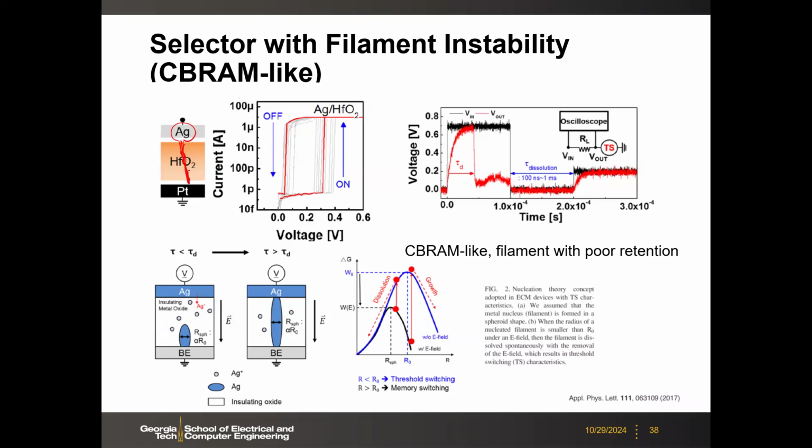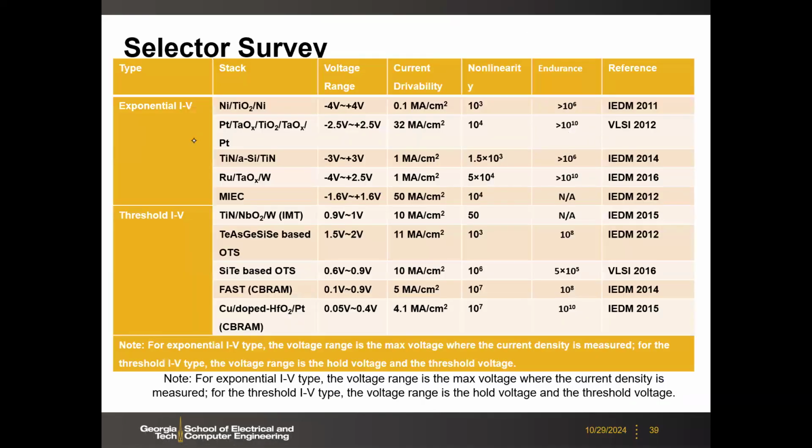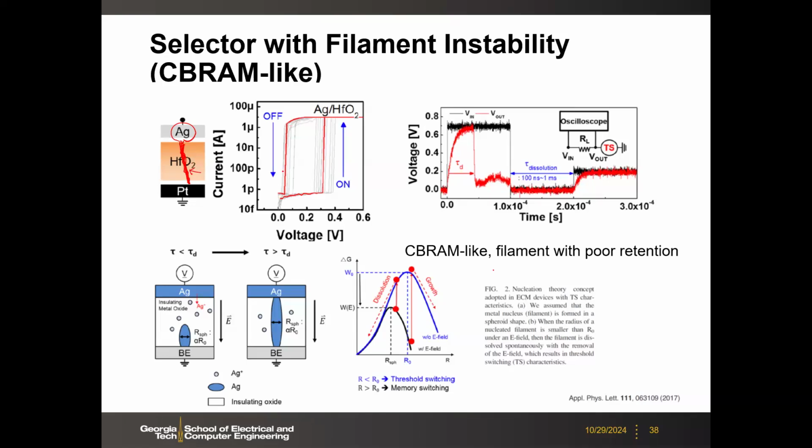But what if the bridge is, let's say, not stable? In the memory, you want the conduction bridge to be stable, so you can remember the state after you connect those two electrodes and pass the current. But here you want a weak filament. So after you remove the voltage, this filament will dissolve by itself. Then you go back to the off state here.